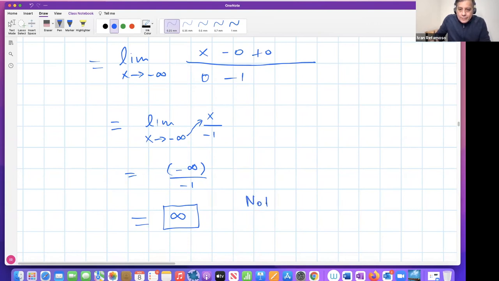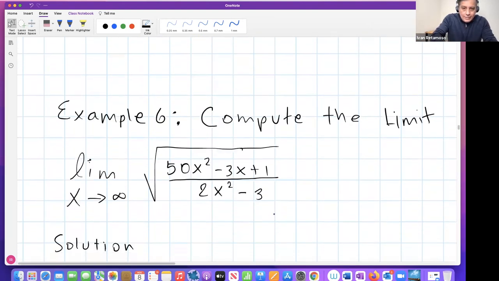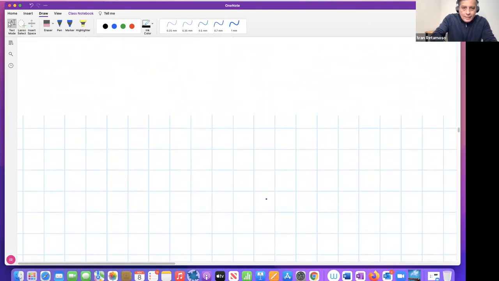for top heavy rational functions, the limit will be infinity or negative infinity, perhaps. It will depend on what you have. If I had here one, it would have been negative infinity, but I have here negative one, so it became positive infinity. It will be either infinity or minus infinity, but not a number, not zero. You follow that? For top heavy, there are three scenarios: zero, a real number, or positive or negative infinity. Now let me test your knowledge on this, and then we'll show you what to do with the radicals, and the last one, the tricky one.